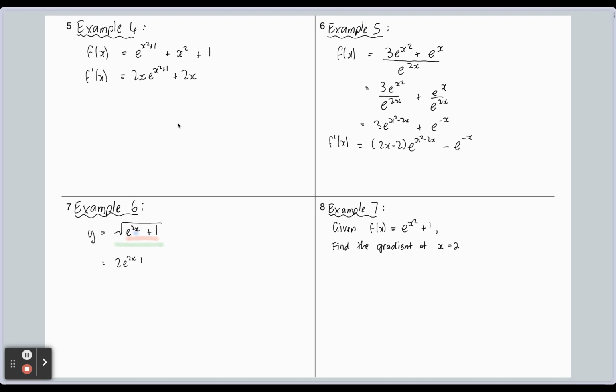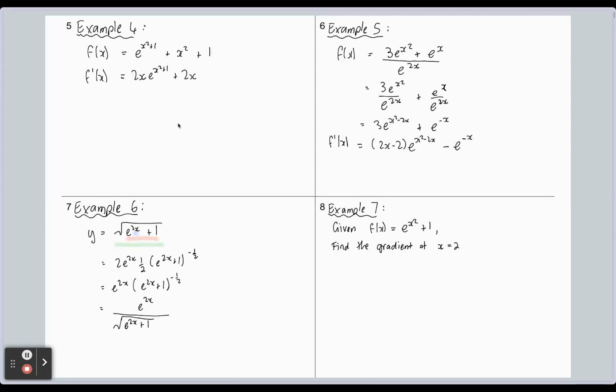The next function we've got is the square root, which is to the power of a half, if you remember. So I bring down a half like so, and I've got e to the 2x plus 1 to the minus a half, because a half minus 1 is minus a half. And tidying up, we've got e to the 2x outside of e to the 2x plus 1 to the power of minus a half. Or if we want to tidy up a little bit more, we can say that's e to the 2x all over the square root of e to the 2x plus 1. And then we're done.